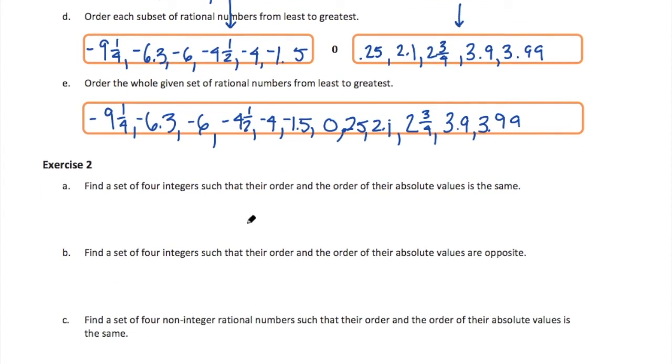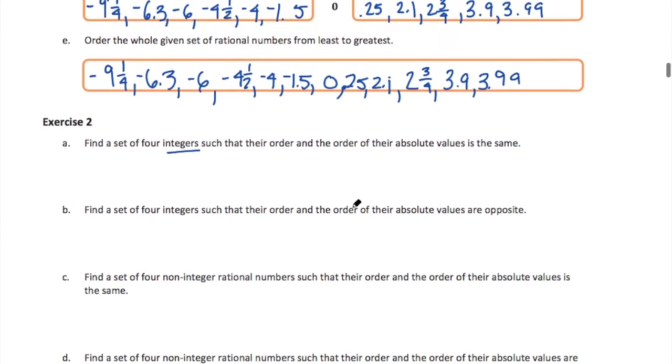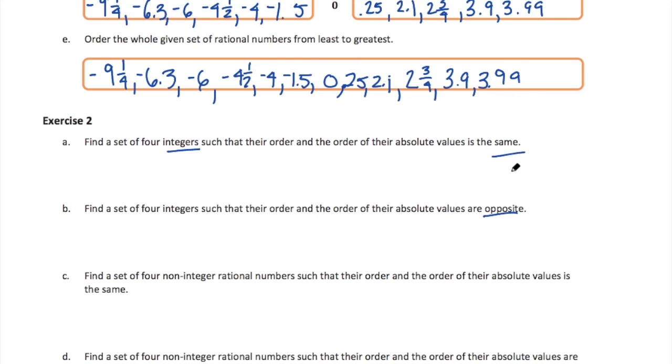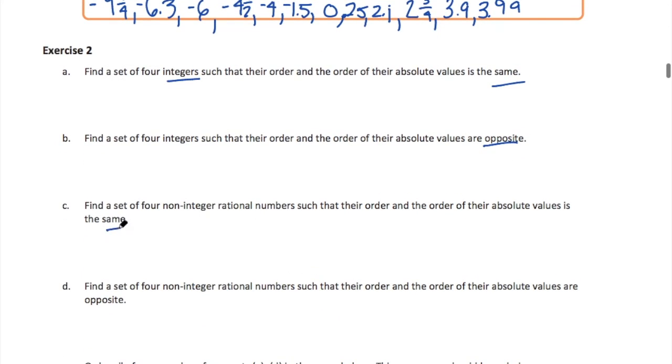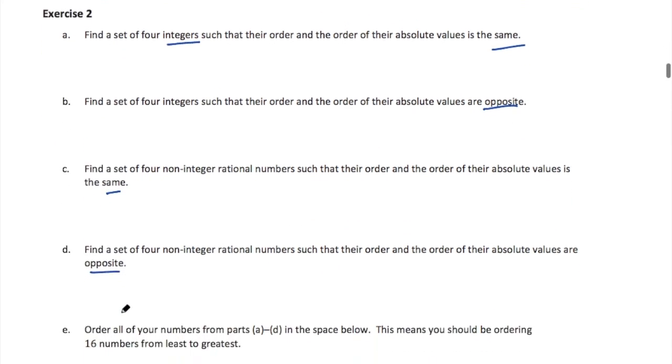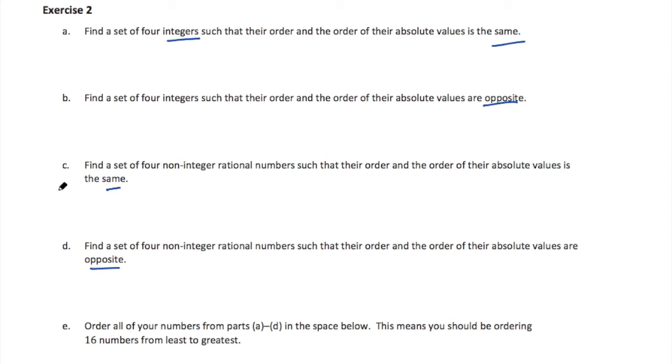So for the exercises below, you're going to look for 4 integers that you can make up, but for A, they have to be in the same order as their absolute value. For B, the opposite order. And then C and D are non-integer rational numbers, same and opposite order. And then for part E, take all those 16 numbers that you have and put them in order from least to greatest.